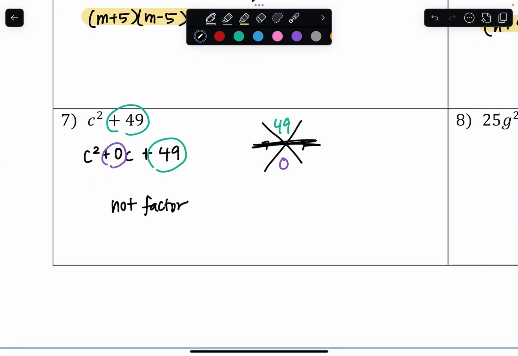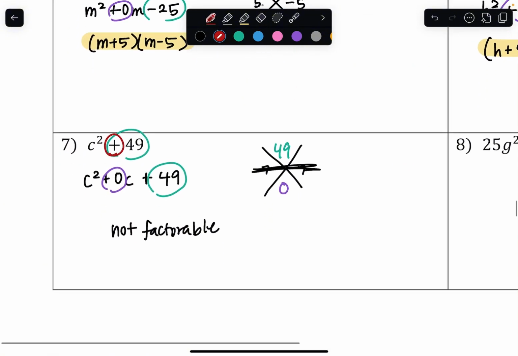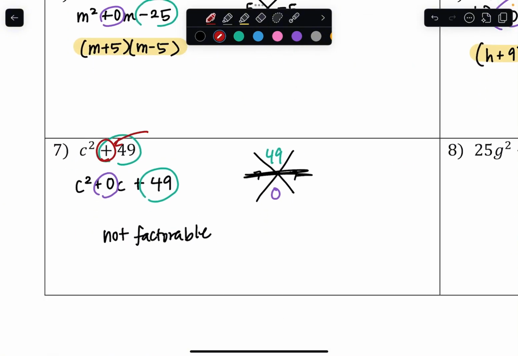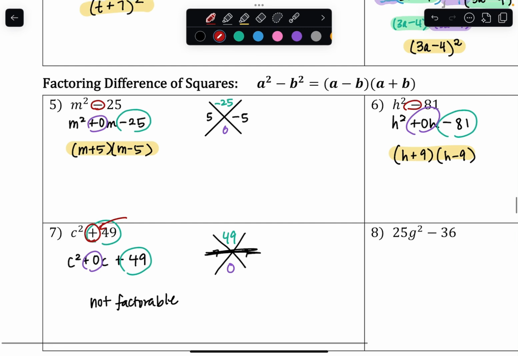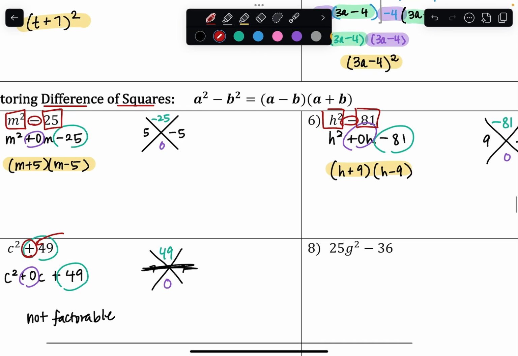And the difference between this example and the other examples is the minus sign. Okay, and so this plus sign makes it not factorable. So that's why this is called difference of squares. Anytime you're working with a difference, a subtraction of two perfect squares, the shortcut for that is to square root the first, square root the last, write it twice, one with a minus, one with a plus.